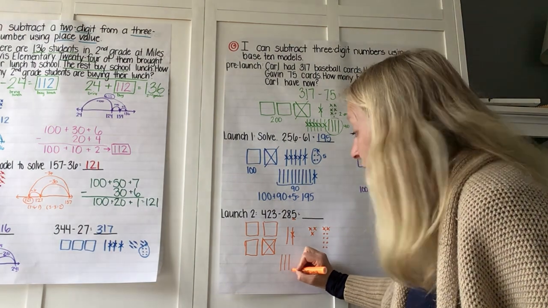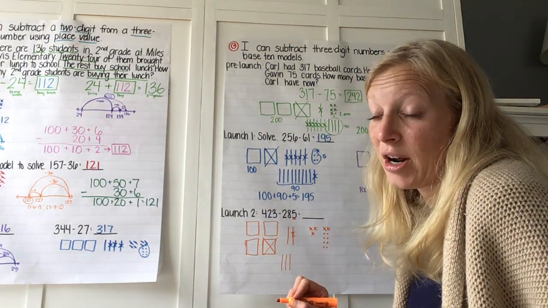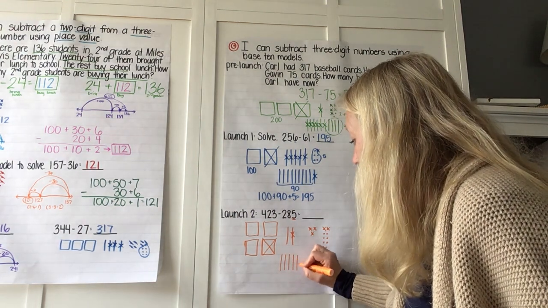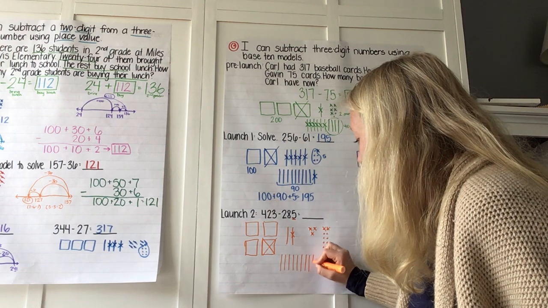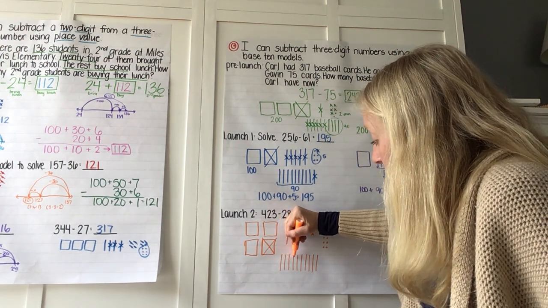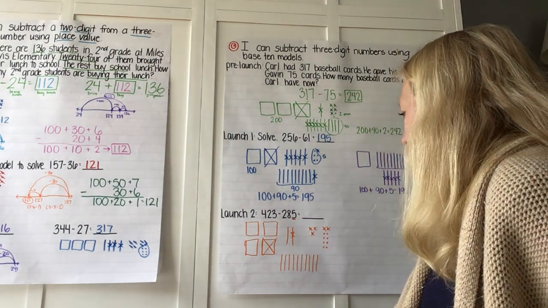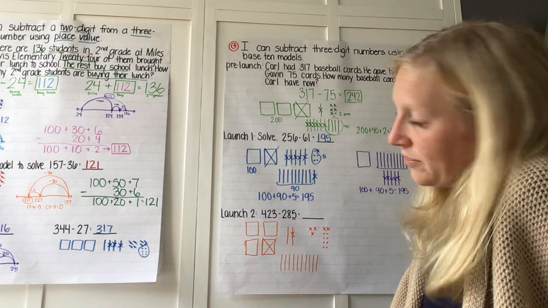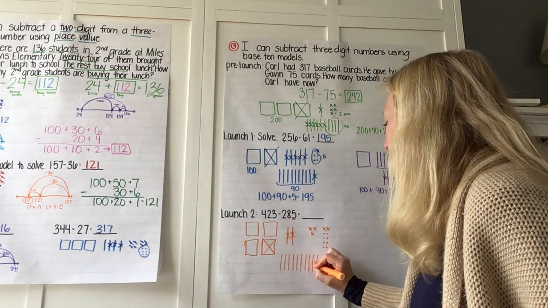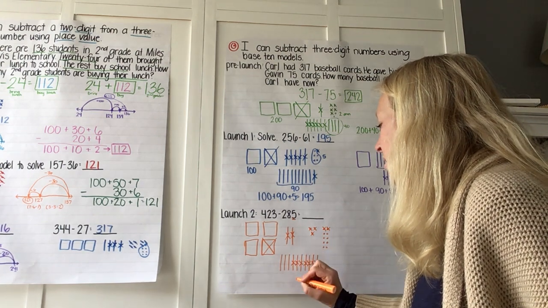You trade it for 10 tens, right? So there's 100. How many tens are in 100? 10. 10, 20, 30, 40, 50, 60, 70, 80, 90, 100. And you said that should be 10 tens, right? 1, 2, 3, 4, 5, 6, 7, 8, 9, 10 tens, which is worth 100. So what are you going to do next? Cross off 8. 1, 2, 3, 4, 5, 6, 7, 8.